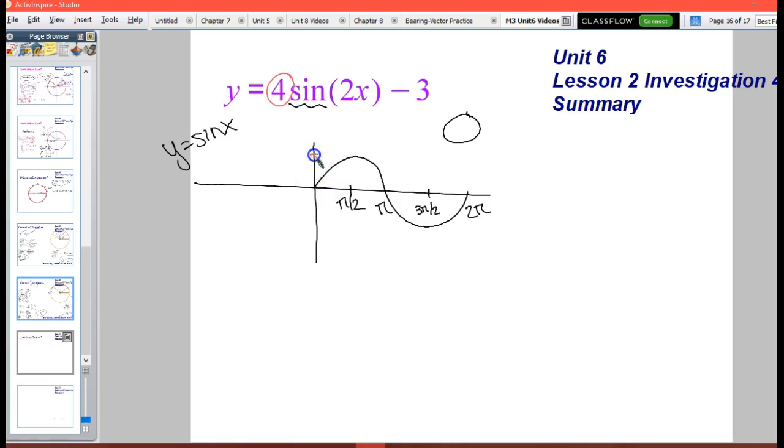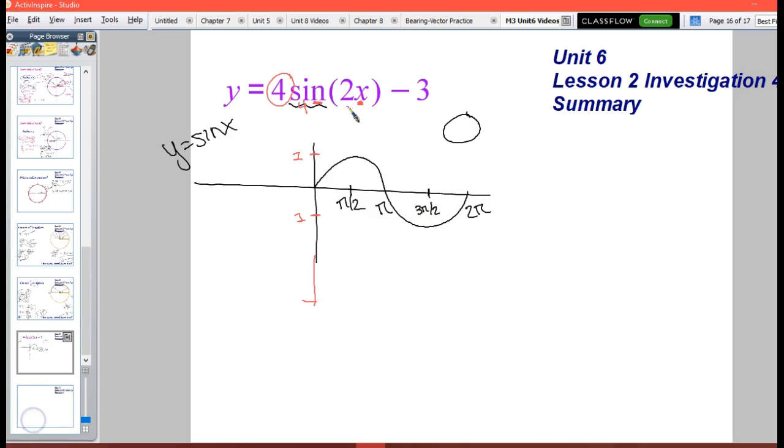But instead of going to a height of what was 1, it's now going to go to a height of 4. So instead of being at 1, we could say it goes up to 4, and we'd be right up here. That's going to change our amplitude. So I'm not going to put that dot just yet, but it'd go up to positive 4 and down to negative 4.